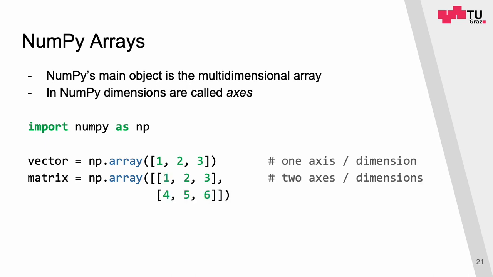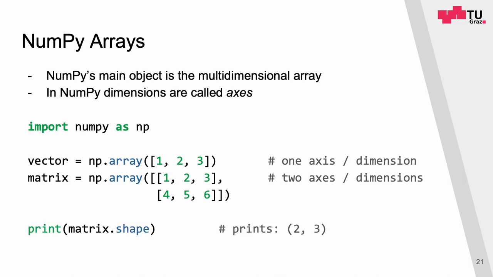Similarly, we can also define a two-dimensional array, again by calling np.array, and then as a parameter we pass it a list of lists. So we pass it a list where each element in the list is again a list. So the first list contains again 3 elements, namely 1, 2, 3, and the second value in the list contains again a list with the values 4, 5, 6. And this way we have defined a two-dimensional array, which is also known as a matrix.